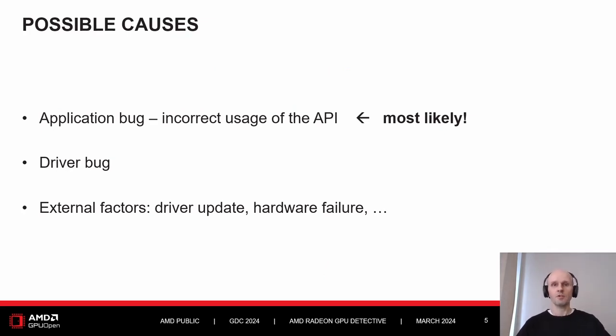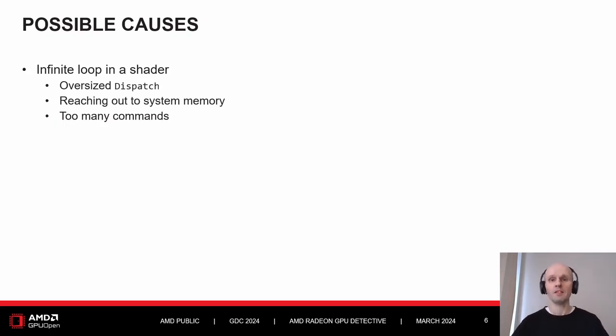The list of possible causes of GPU crashes starts from a bug in our application. By this, I mean incorrect use of the graphics API function calls. This is the most frequent cause. Bugs in the graphics driver also happen and can cause a crash. Finally, there might be some external factors, like user updating graphics driver while the game is running, or even some hardware failure. Let's focus on the application bugs.